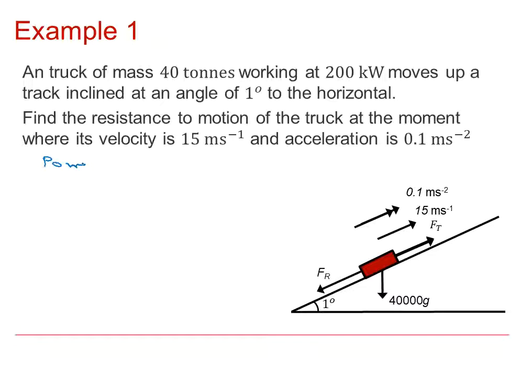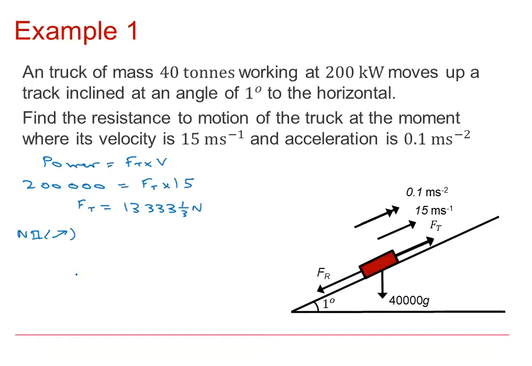So we can use our power formula. Power is the tractive force times the speed. We know the power is 200,000 watts. The tractive force we can find, and we know that at this moment the speed is 15 meters per second, which gives us a tractive force of 13,333 newtons. We have the instantaneous acceleration, so at this moment we can do Newton 2 up the hill as well.